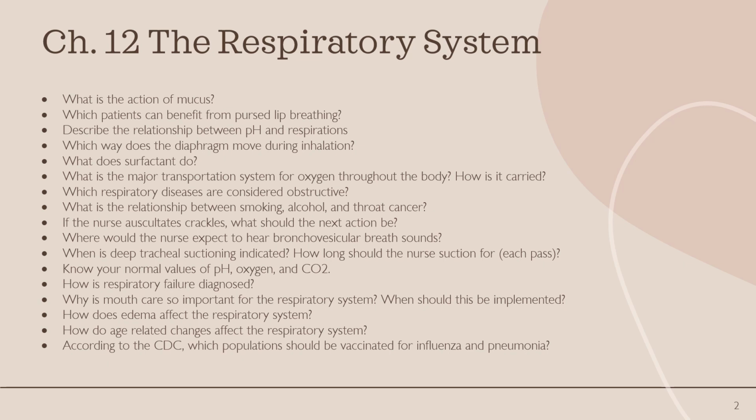And that continues on to page 263. What does surfactant do? Also going to be on page 263. Surfactant is secreted by cells in the alveoli. It decreases surface tension on the alveolar wall so that the diffusion of oxygen and carbon dioxide can take place.